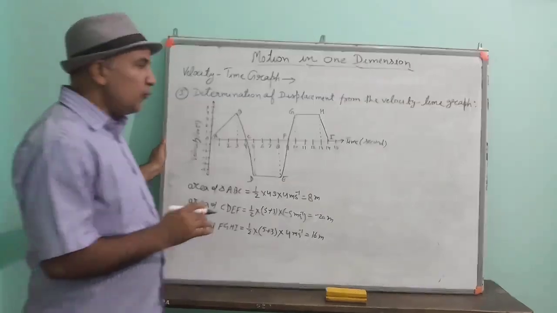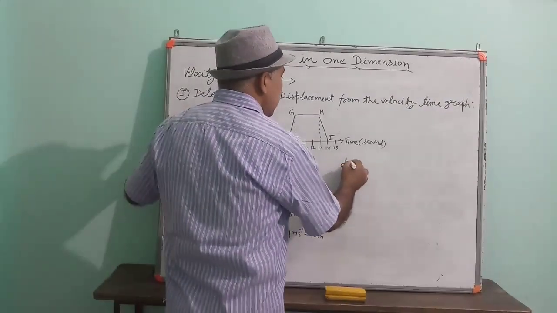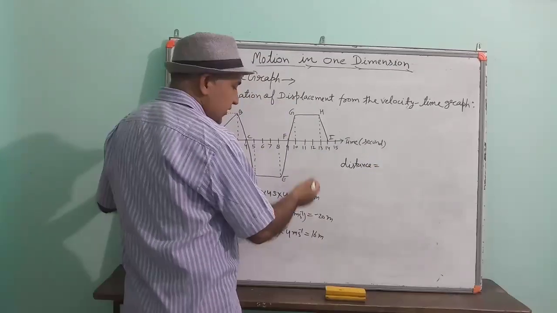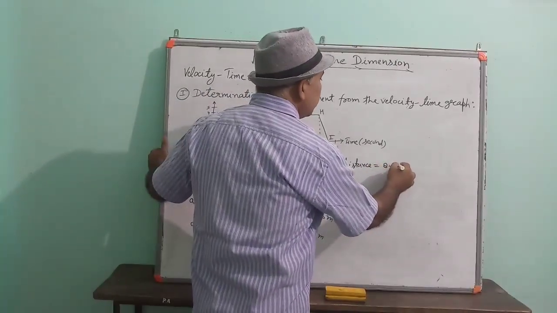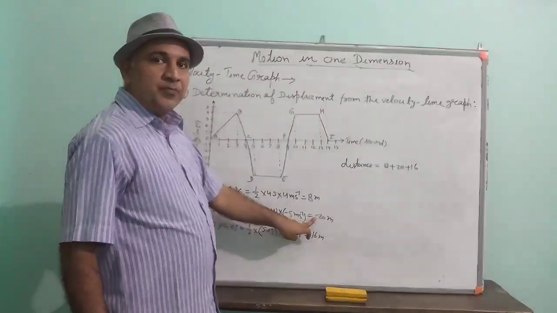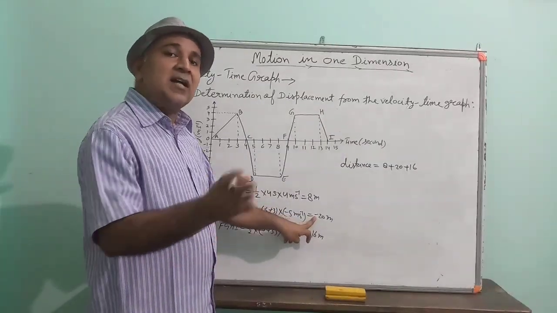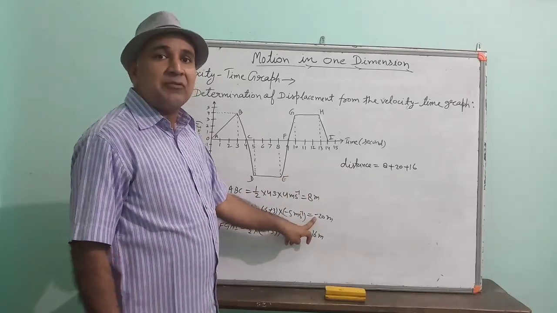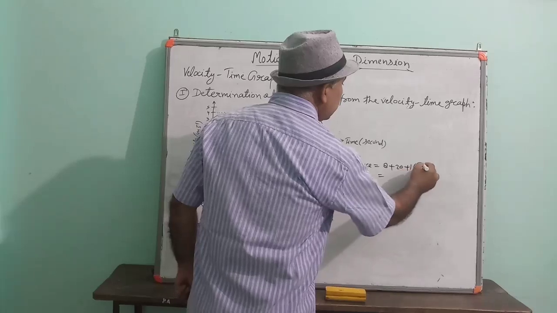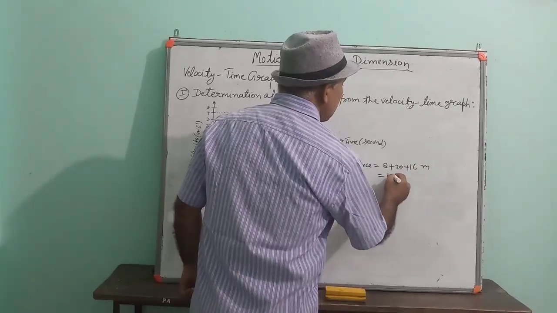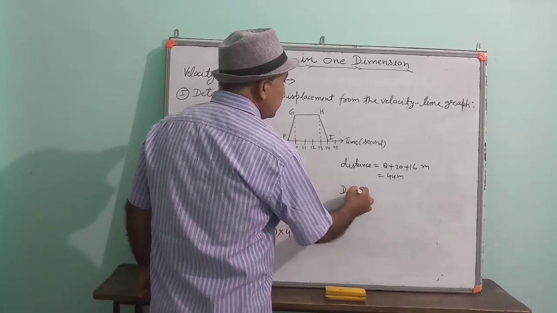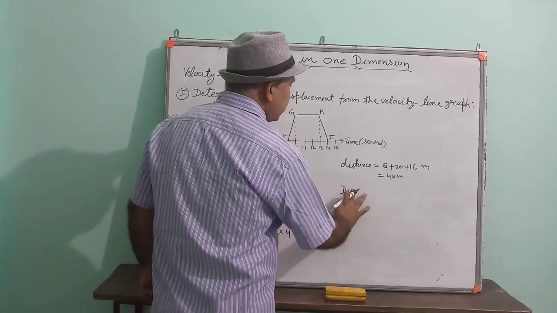Now if we want to find distance, then all the numbers will be added. We will not take the negative sign, because distance is the actual length of the path and it is never negative. So we add all these and we get 44 meters.